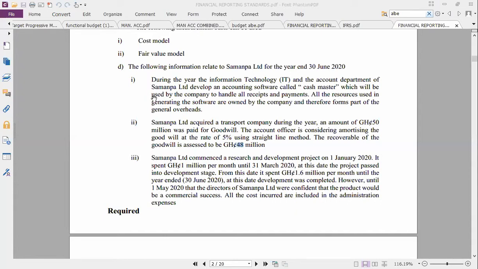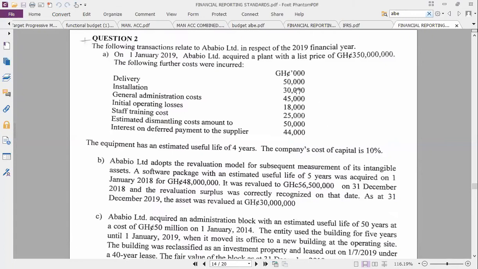So here, let's go and read the requirement. The requirement is still the same. You are required to detail out the treatment of the above transactions in the financial statement of Ababio Limited for the financial year 2019 in accordance with the relevant IFRS. 20 marks. Okay, so what we do here is the cost of plant, 350 million. So that's the list price. This 350 million, how do you treat it? So here, tell us the accounting treatment.